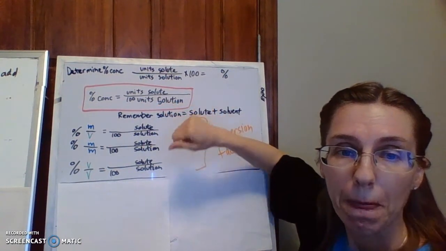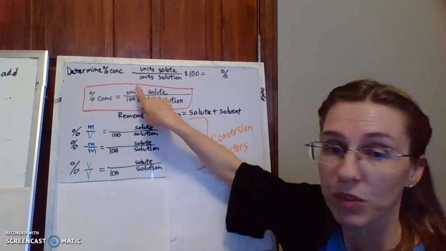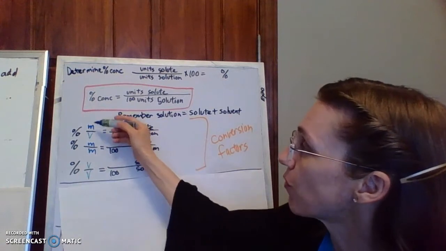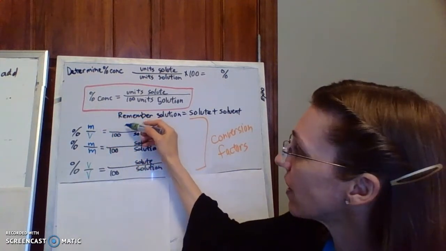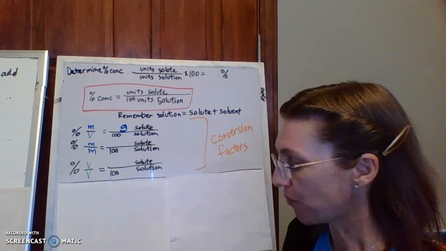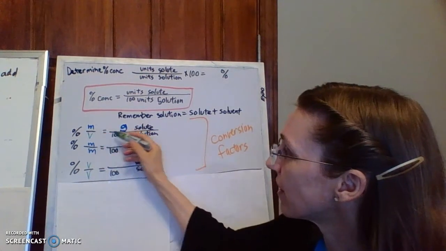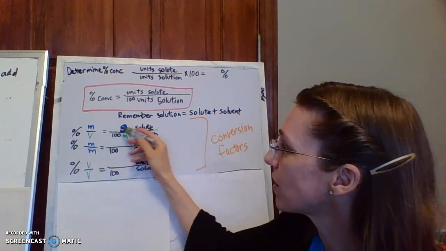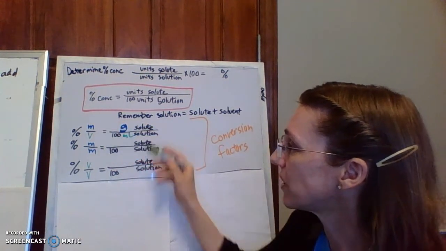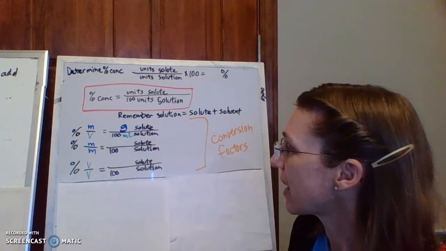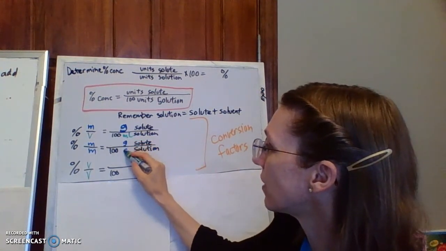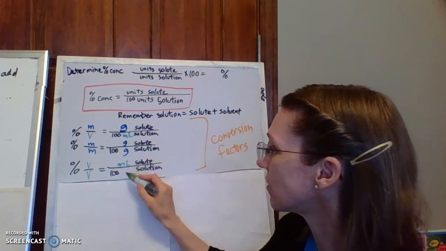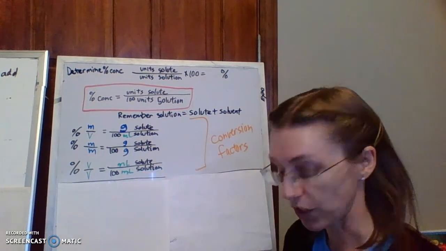Okay? And which units we use depends upon which percent concentration we've got. So if we've got mass over here, it's going to be grams. If we've got milliliters over here, or volume over here, it's going to be milliliters. So mass to volume is grams of solute over 100 milliliters of solution. Mass to mass is grams of solute over 100 grams of solution. And volume to volume is milliliters of solute over 100 milliliters of solution.